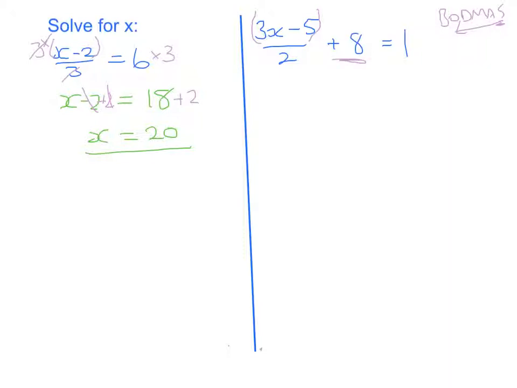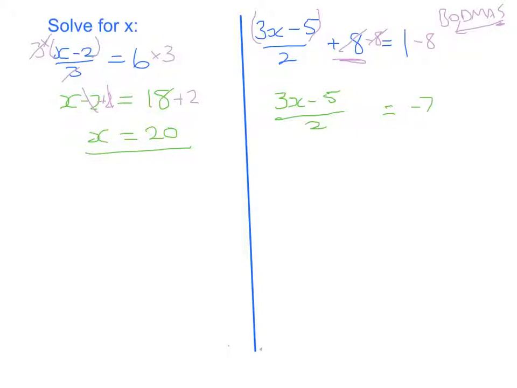To do the opposite of that plus, we'll take away 8 from both sides, and that will get rid of our 8s from there. That now leaves us with 3x minus 5 all divided by 2 will be equal to 1 take away 8 is negative 7.